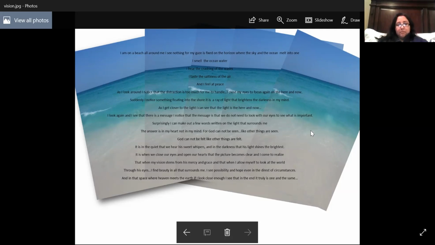brightest. It is when we close our eyes and open our hearts that the picture becomes clear, and I come to realize that when my vision stems from his mercy and grace, and when I allow myself to look at the world through his eyes, I find beauty in all that surrounds me. I see possibility and hope, even in the direst of circumstances. And in that space where heaven meets earth, if I look close enough, I see that in the end, it is truly one and the same.